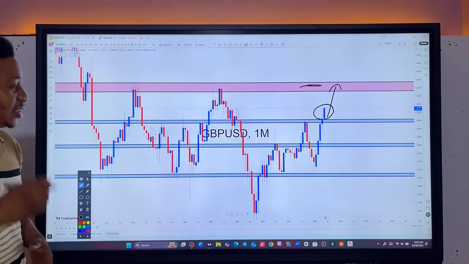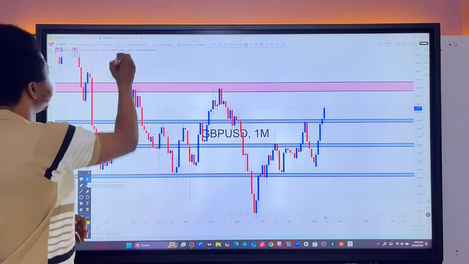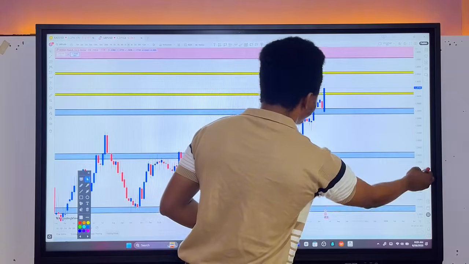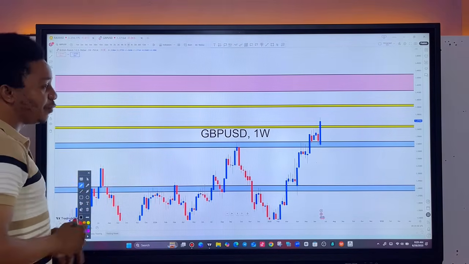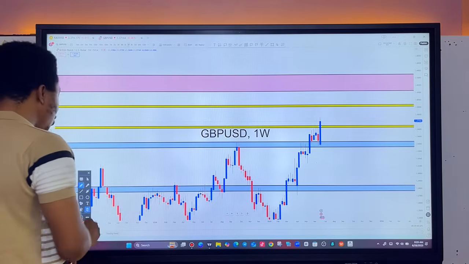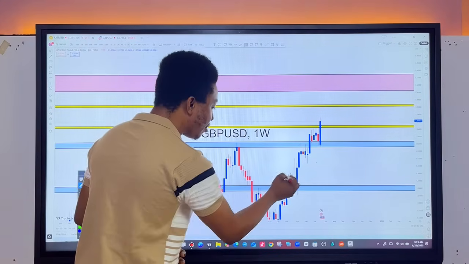How do you pick the entry? Let's take it again to the weekly time frame to add more information. All right, so this is also the weekly time frame of GBP USD. Let's understand the weekly. If you look at the weekly very well, we also have the weekly upper and then the weekly lower zone. Price is in an uptrend on the weekly time frame, which began somewhere around here.